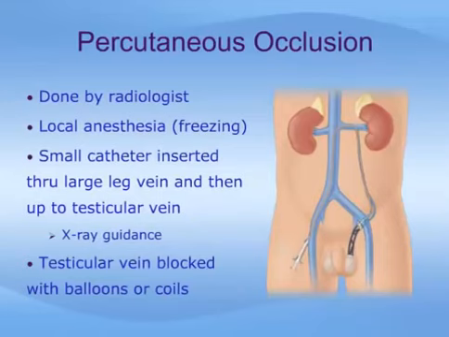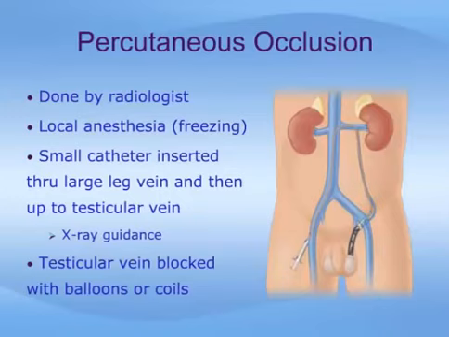Percutaneous means through the skin, and usually refers to procedures performed by passing a needle into the body and performing a procedure using this point of access. A percutaneous occlusion of a varicocele involves passing a needle into a large vein in the leg, guiding it by X-ray up and around to the testicular vein, as shown in this diagram, then using special materials such as coils, balloons, or other products to occlude or block off the testicular vein and varicocele.